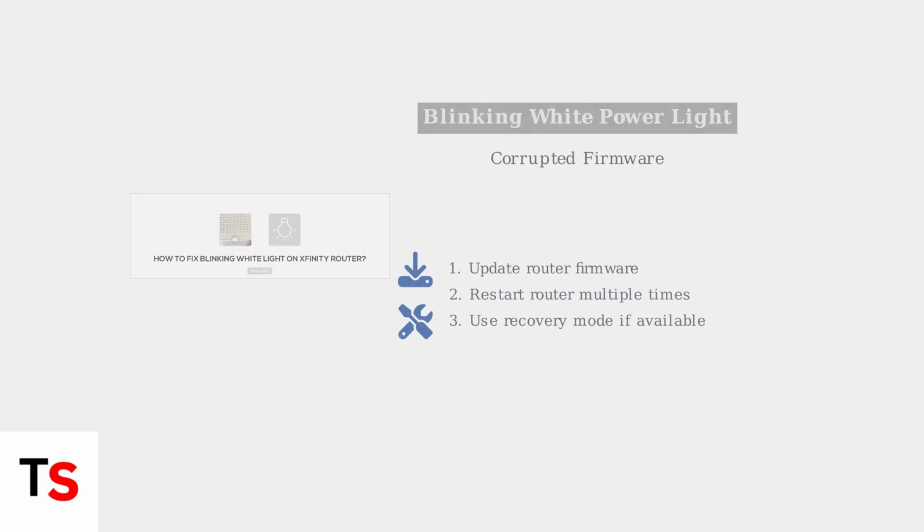A blinking white power light is more serious. It usually indicates corrupted firmware in your router, which controls how the device operates. Try updating the firmware through the router's admin panel, or restart the router multiple times. If this doesn't work, you may need to use recovery mode or contact support.